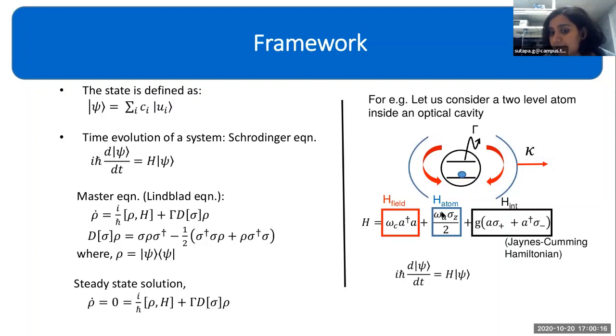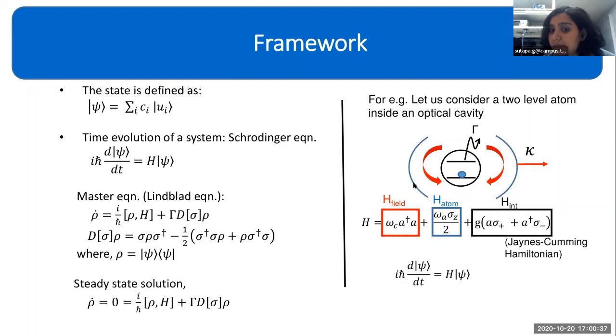Since both the atom and the cavity field are quantized, we write it like this. And here sigma plus and sigma minus are the ladder operators for the atom. And g is the coupling strength.